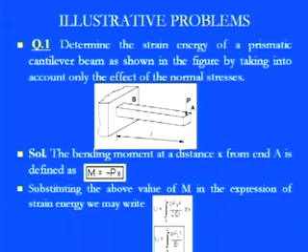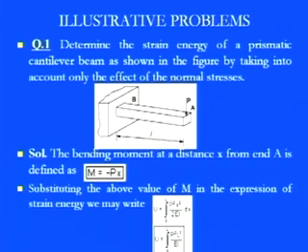Look at this picture: we have a cantilever beam rigidly fixed to the wall at point B, and at point A a point load P is acting. The total length of this prismatic cantilever beam is L. The bending moment at a distance x from end A is defined as M equals minus P into x, because we have taken a certain distance from that point. Now we need to substitute this value of M in the expression of the strain energy which we discussed in the previous section.